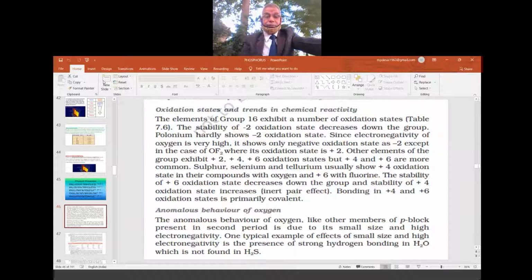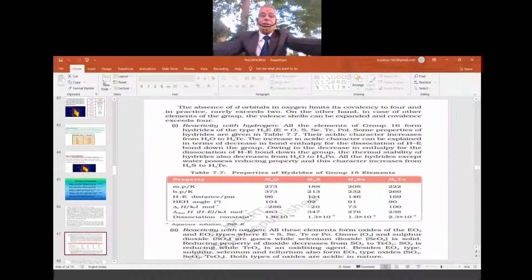Now, next, as he said: the absence of d orbitals in oxygen limits its covalency to 4, and in practice it rarely exceeds 2. On the other hand, in the case of other elements of the group, the valence shells can be expanded and covalency exceeds 4. That means expecting 6 is a possibility in other members, but with oxygen it is impossible.